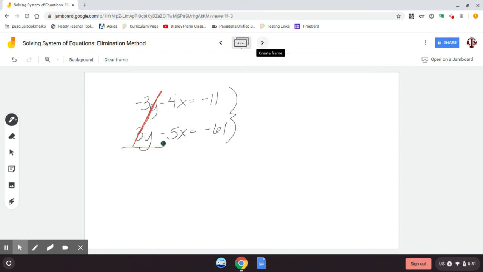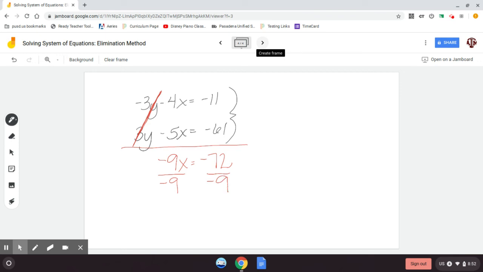And then I can add the rest of the numbers. So a negative 4x plus a negative 5x is negative 9x. Okay, and negative 11 plus negative 61 is negative 72. Okay, I need to get the x by itself. It's being multiplied by a negative 9. So to get rid of it, I need to divide by a negative 9. But if I do that to one side, I have to do it to the other.